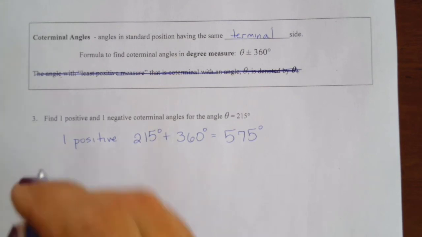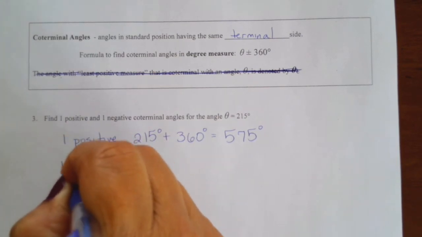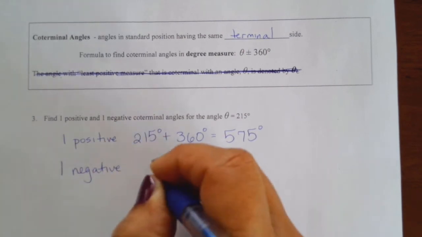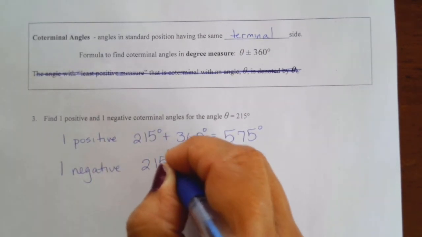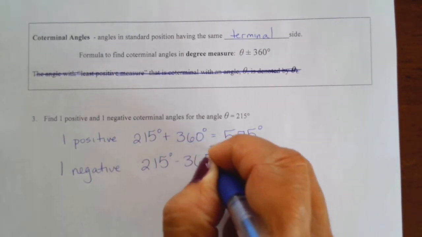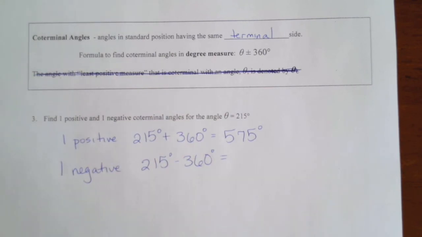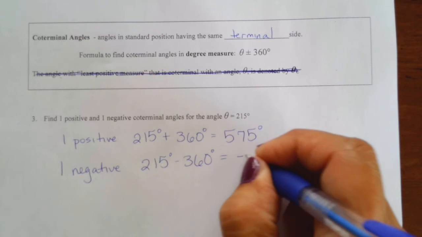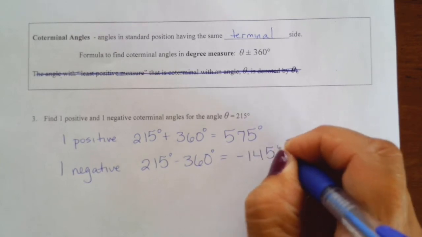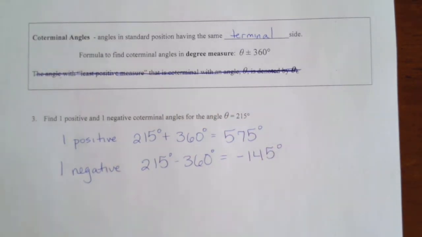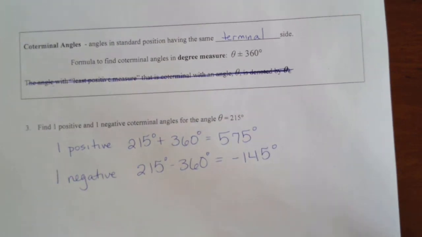For one negative coterminal angle, to get to the negative numbers, I'm going to subtract 360. Again, you can keep subtracting 360 a bunch of times, but we'll just do it once. So negative 145 would also be in the exact same position as 215. All right, so coterminal angles are easy to find. You just use multiples of 360.